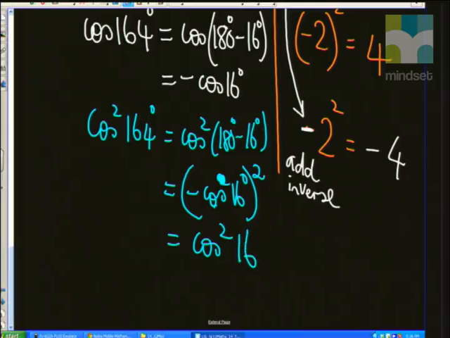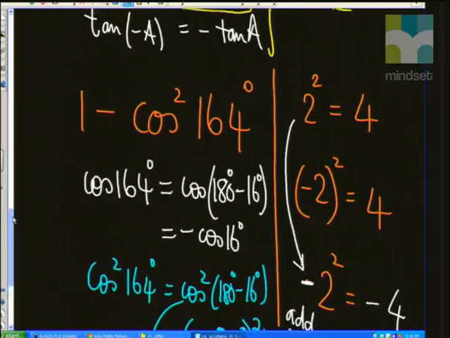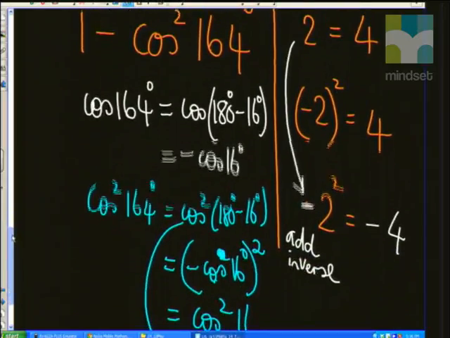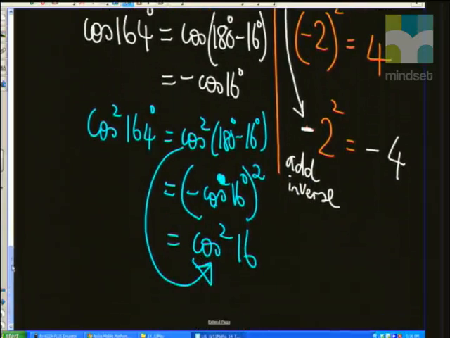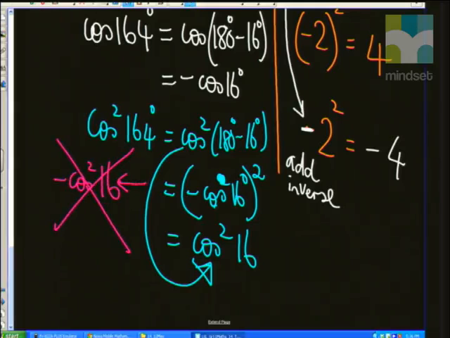So when you've got a squared function, you can go straight there, because every single square, whether it's a positive base or a negative base, will always become positive. So we don't actually have to go through that. But, big but, if you write over here that this is the same as negative cos squared 16, then we have a major problem, and you're going to get naught for your question, because that's not the same thing.